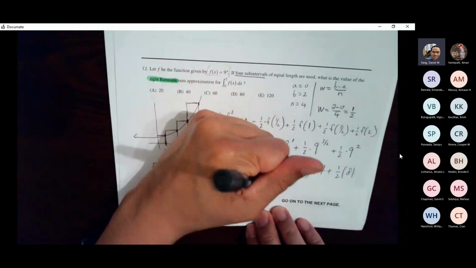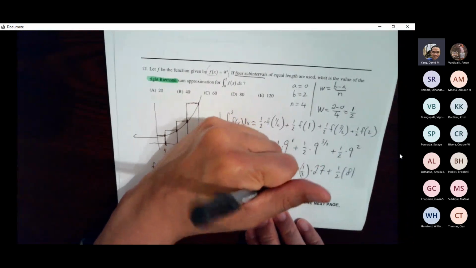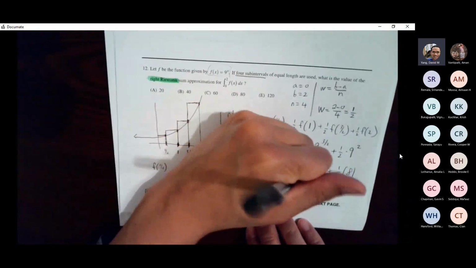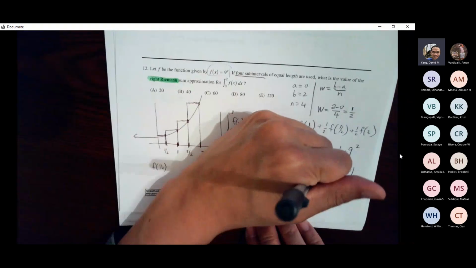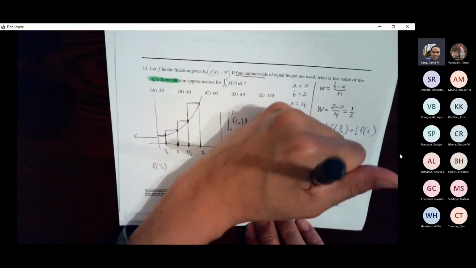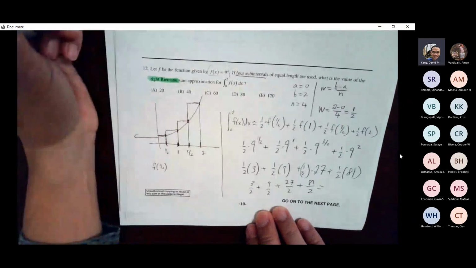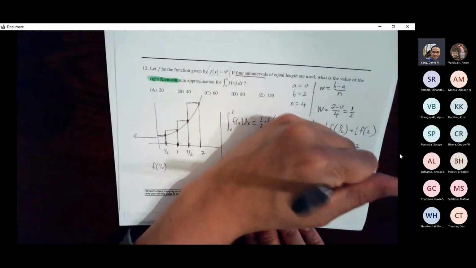And then 1/2 times 81. Okay, so 3/2 plus 9/2 plus 27/2 plus 81/2. And this cleans up all the way to 60.